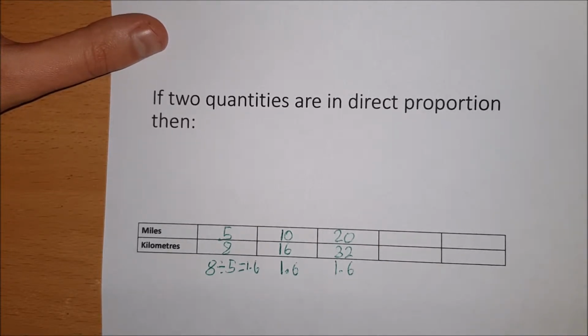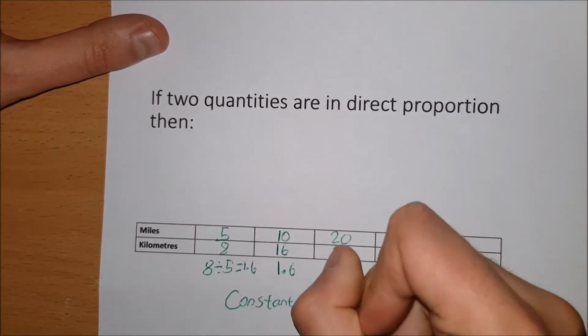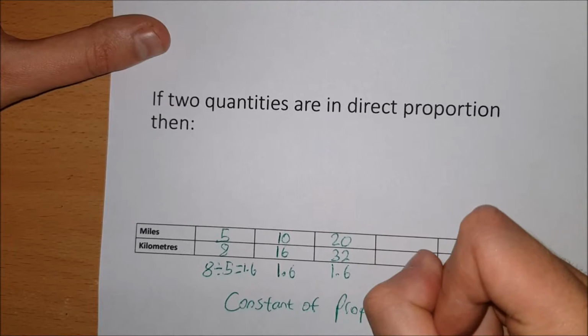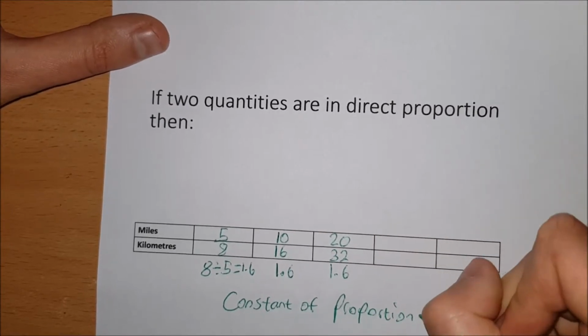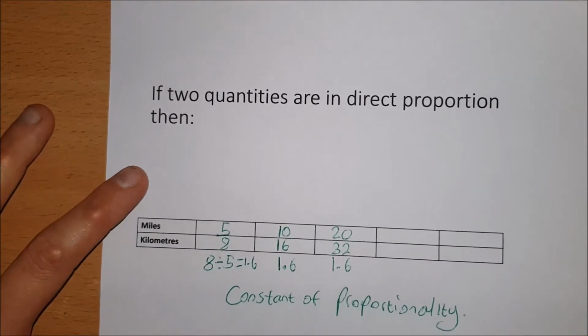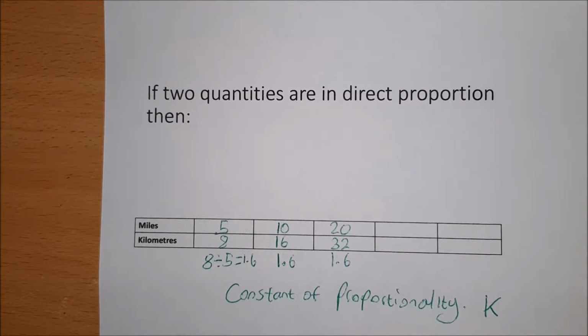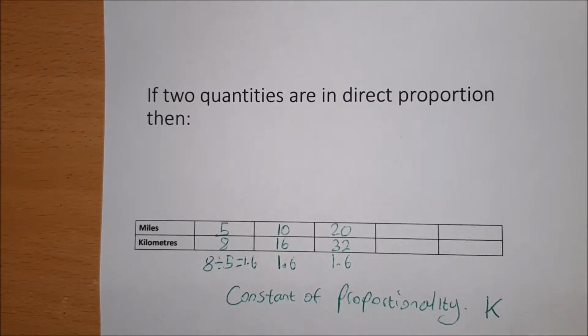And in this situation, this is what we call the constant of proportionality. So if you're asked to find the constant of proportionality, what it's asking for is the link between the two. What do you times one of them by to get to the other? And the letter that this is often represented by is K. So it might say find K, or it might say find the constant of proportionality.